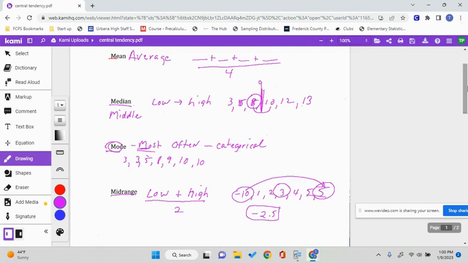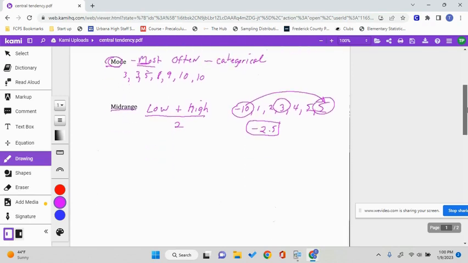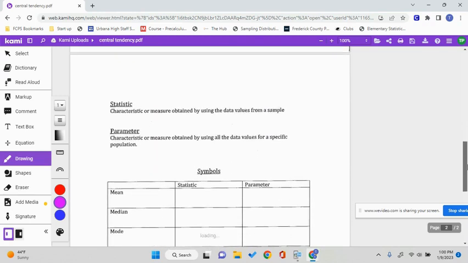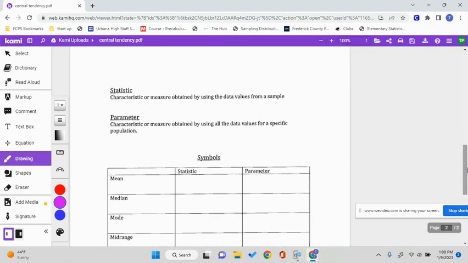The other thing that we need to talk about is all of the symbols for these things, which is on the next page. So remember, a statistic is any characteristic, any number that talks about a sample. So remember, statistic, sample. So statistics come from samples.